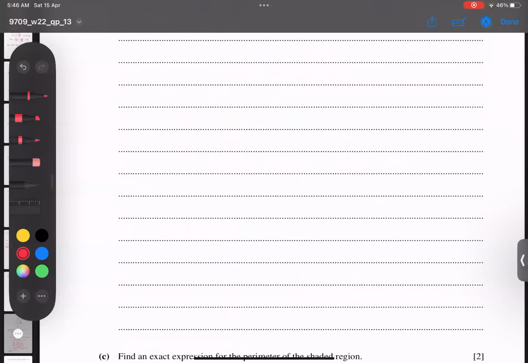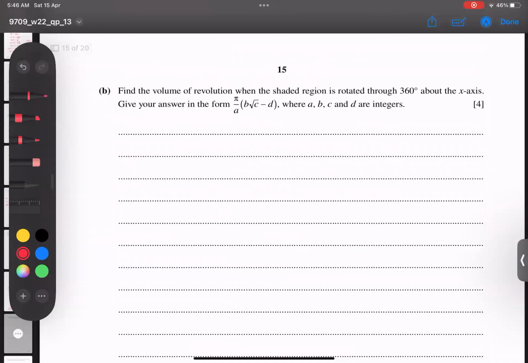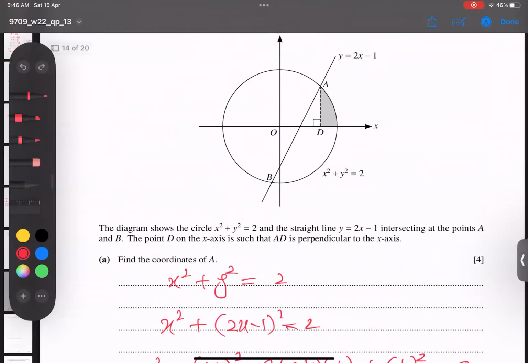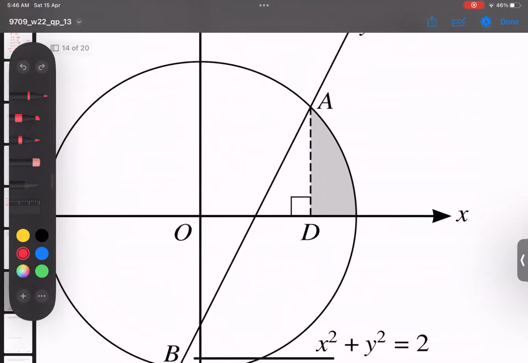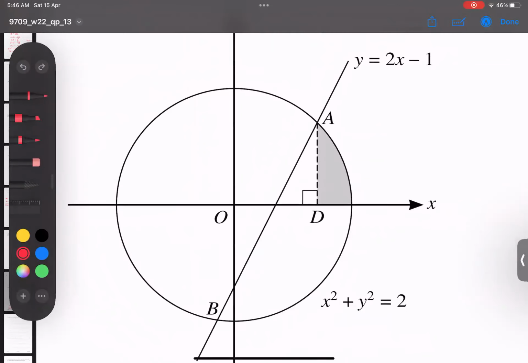Let's go for next question. He's saying find the volume of the rotation. Okay, the shaded region rotation is about x-axis. Okay, and give answer in this form. So it means shaded area rotate. So where's shaded area? Okay, this shaded area. Shaded area is very clear. So this shaded area I'm looking for.